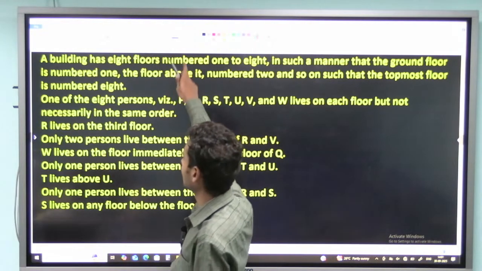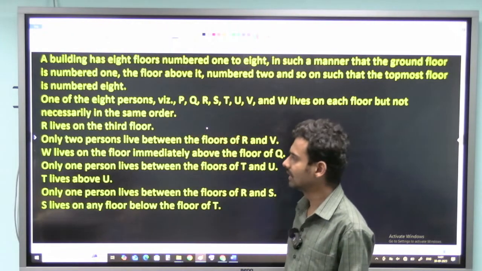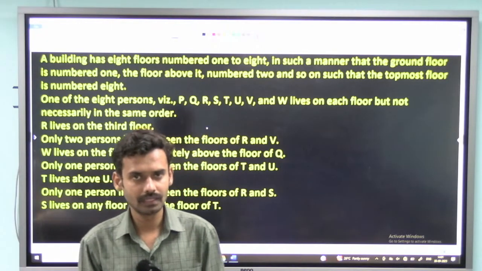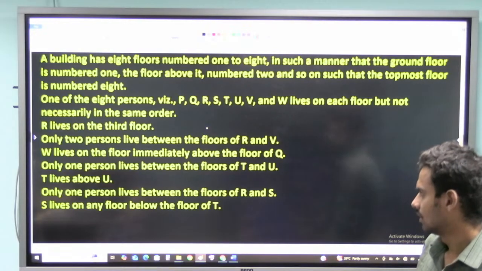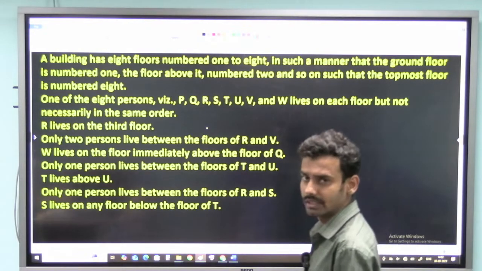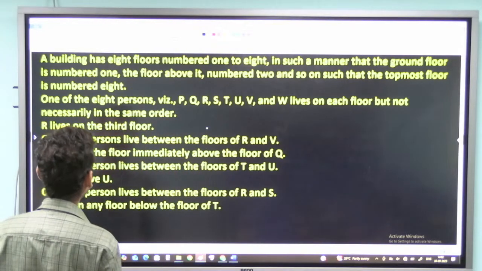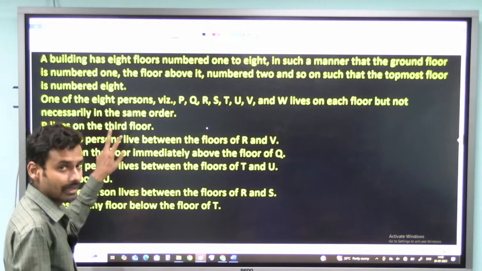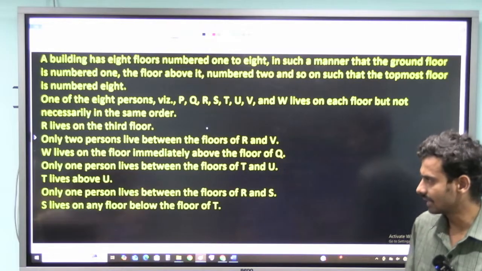Now this is the general instruction that is given in the question and the actual hint starts from this one, that is R lives on the 3rd floor. Don't you think this is a direct hint? There is no other possibility. I can fix R in the 3rd floor, so it is a direct hint. Then only 2 persons live between the floor of R and V. Here R is already fixed, so maybe I can even fix V, but it may lead to 2 cases. Let me check what happens in that.